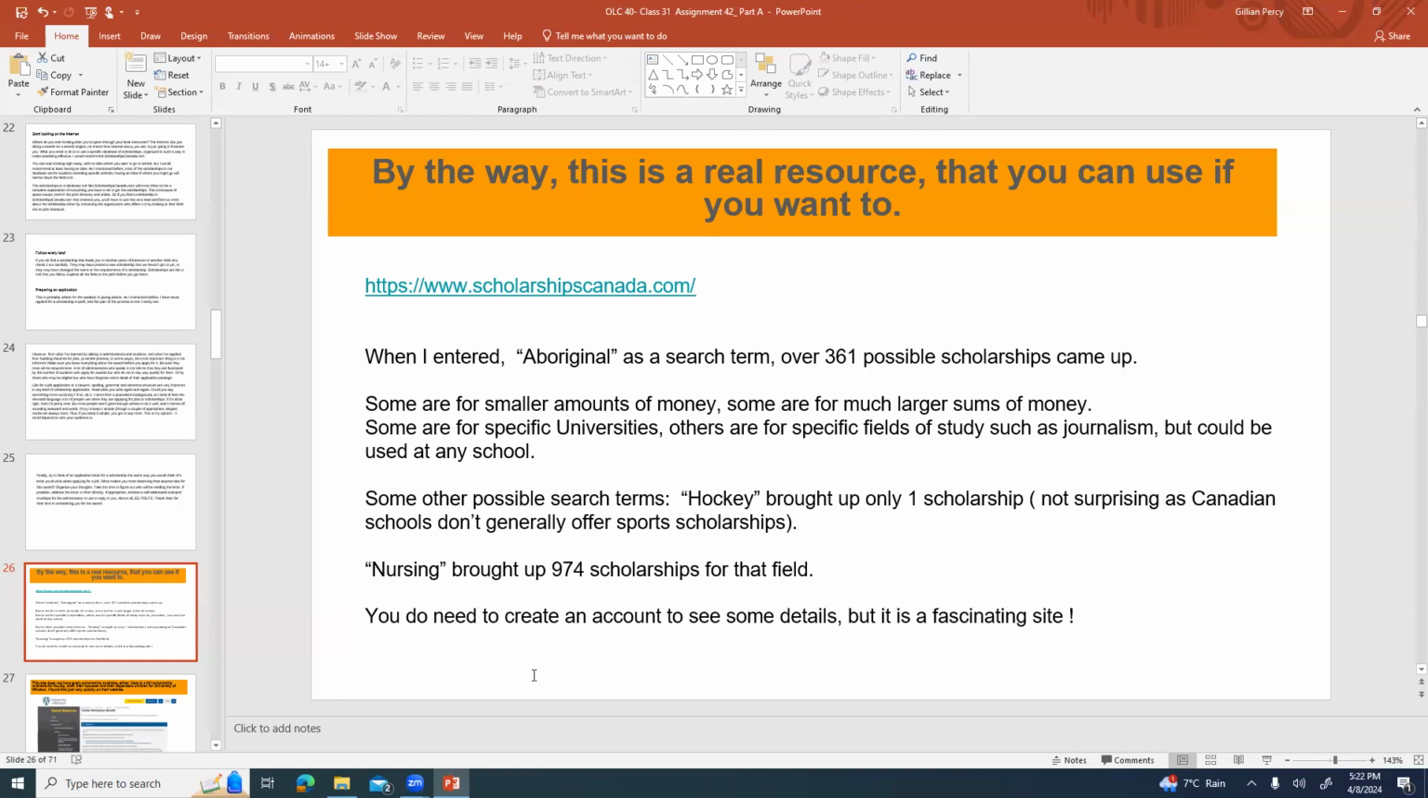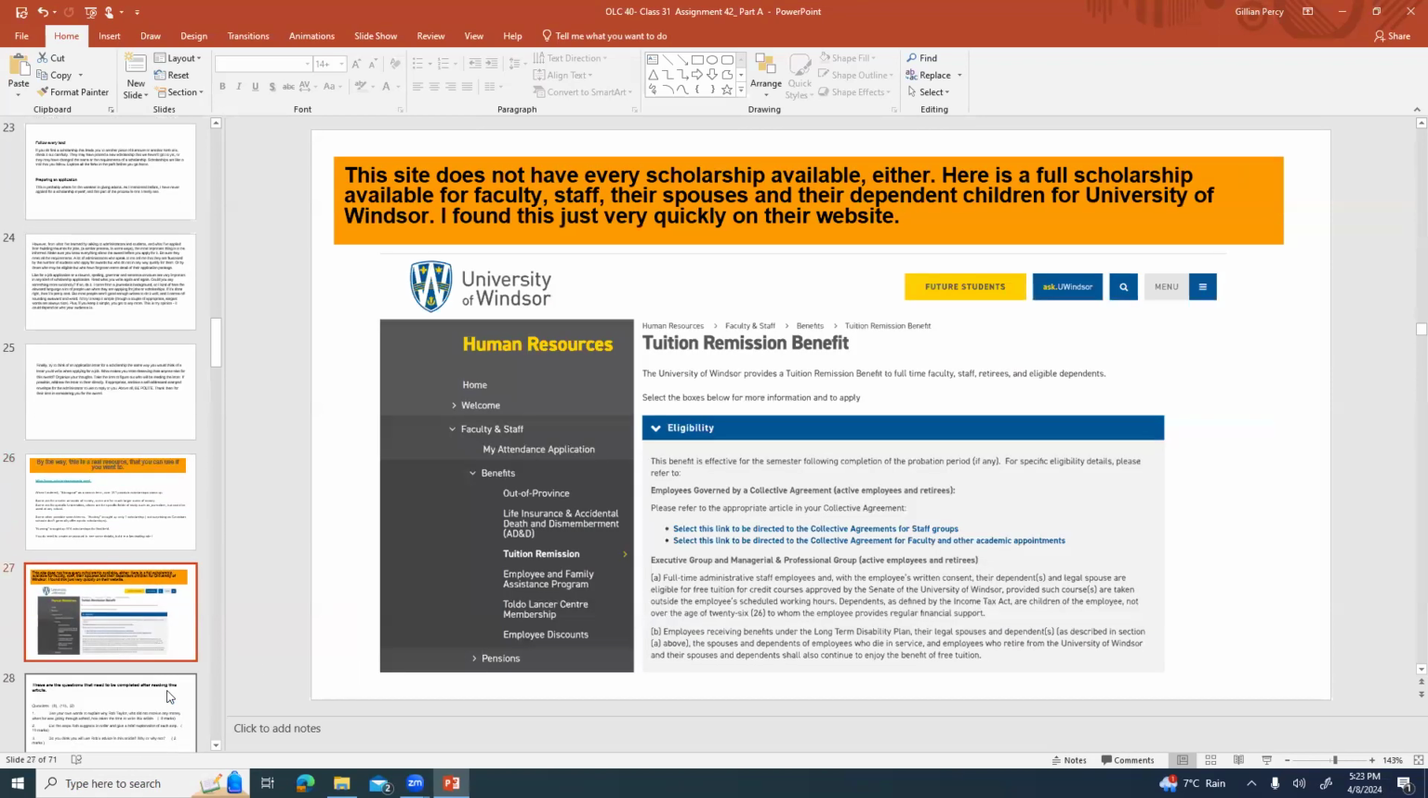You do need to create an account to see some deals. You'll be able to see some things without the account, but for the more detailed information, you need an account. But it's free to create an account, last time I looked. Keep in mind, just like he said, the site does not have every scholarship available.